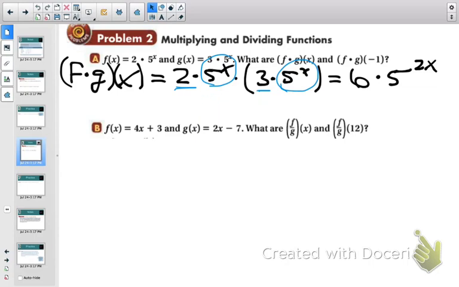But remember that when you're multiplying powers with the same base, you add the exponents. And x plus x gives us 2x, not x squared. So 5 to the 2x times 6. And then again, don't multiply 6 and 5 because this has an exponent. Can't do that. Not allowed.